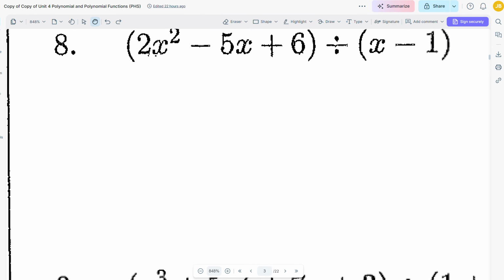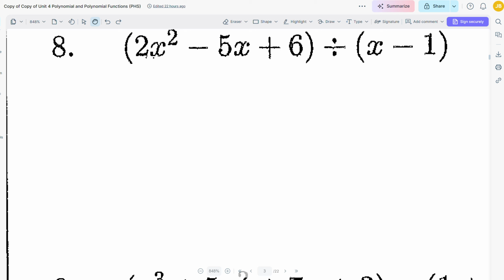We have 2x squared minus 5x plus 6 divided by x minus 1. We're going to use long division. Some of you are probably thinking, well, can I just factor? Yes, of course. But then we're going to get to polynomials that are bigger than power of 2 or require a little bit more skill for you to factor. So let's just practice the skill of long division first, okay?